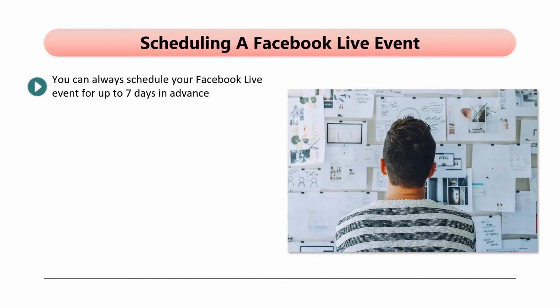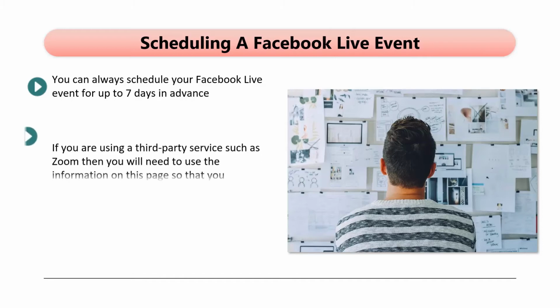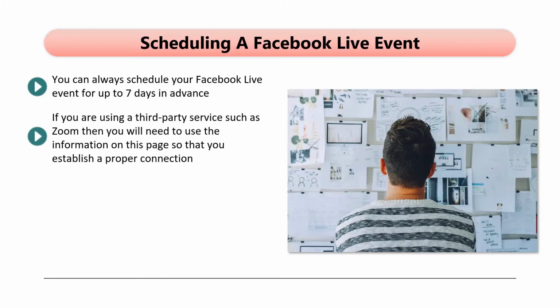This will bring up a screen that contains your broadcasting credentials. If you are using a third-party service such as Zoom, then you will need to use the information on this page so that you establish a proper connection. You can write a persuasive title and description to entice people to attend your event now.